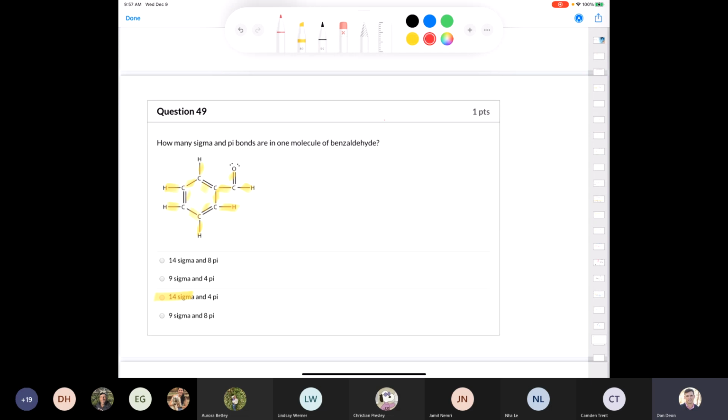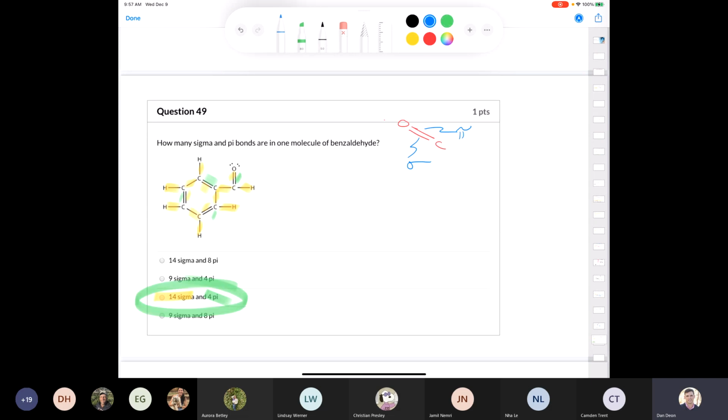And pi bonds. When I have a double bond, the first bond is sigma. The second bond is a pi bond. And so how many pi bonds do I have? I should have 4, right? 1, 2, 3, 4. Looks good to me. So 14 sigma and 4 pi.